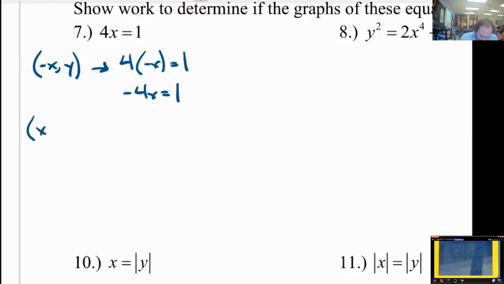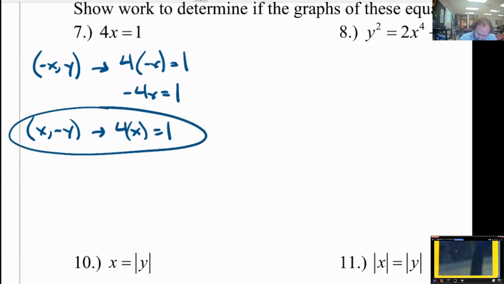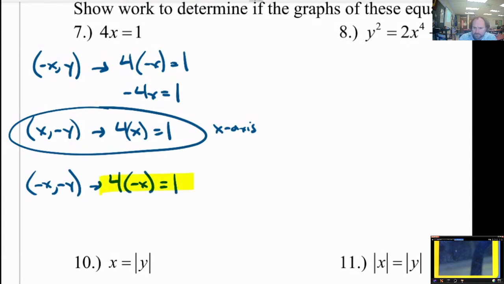Let's try x, negative y. This would be the test for x-axis symmetry. This would give us 4x equals 1, which is exactly the same. So this one totally works. This is x-axis symmetry. And then finally, let's try negative x, negative y, which, we might start to realize, has the same pattern going on. Since y is not a problem here, this again is not the same as the original equation, so this one's out too. So x-axis symmetry is the only one that works here.